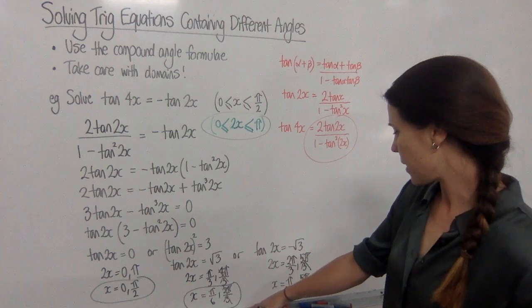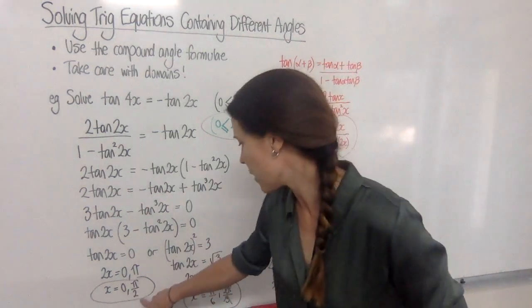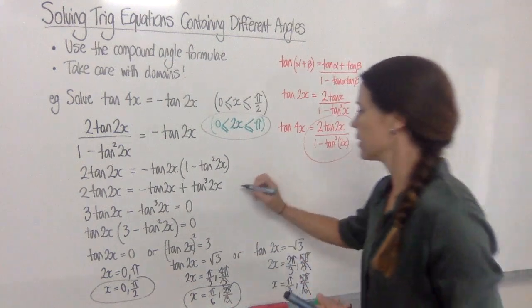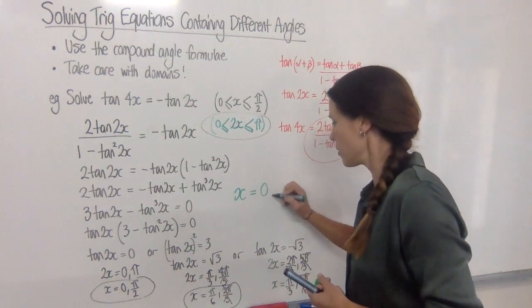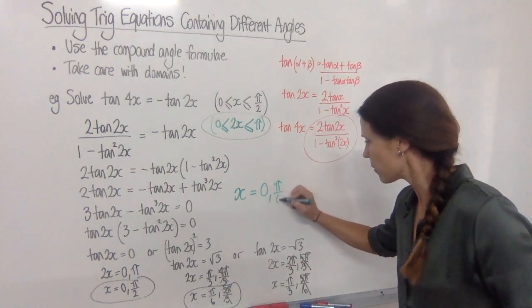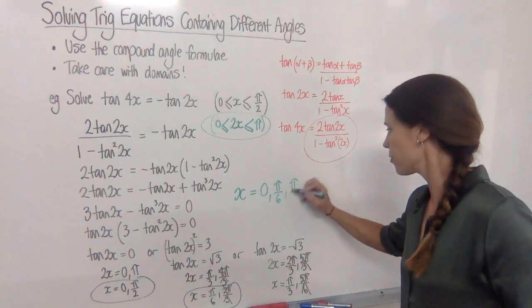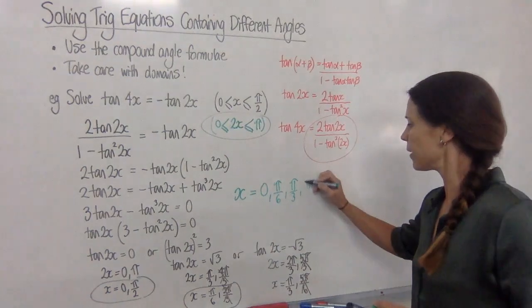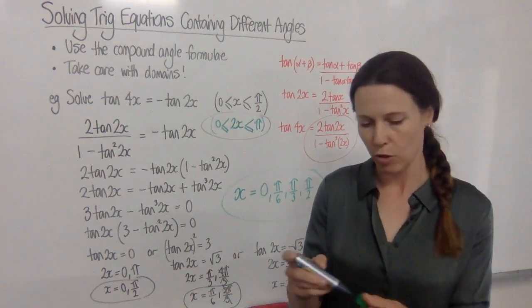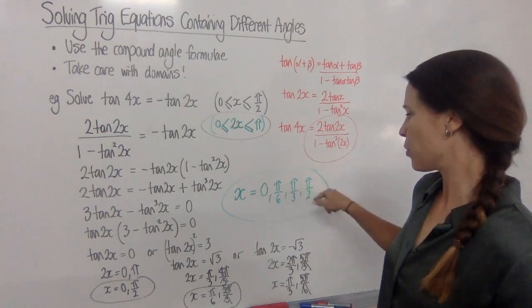So now I can bring my answer together. I've got 2 here, 1 there, and 1 there, and my final answer is that x could be 0. Nice to list them in ascending order, I think. Pi on 6, pi on 3, or pi on 2. I've got 4 solutions.